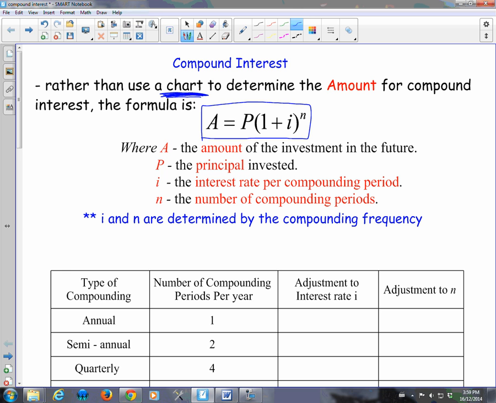A is the amount of the investment in the future. So instead of adding on the interest every time like we did in the table, this formula will figure that out. P is the principal investment invested. i is the interest rate per compounding period. And n is the number of compounding periods. So that's basically talking about how often interest is calculated.